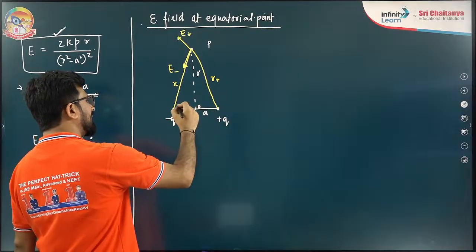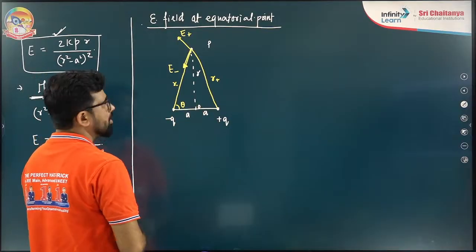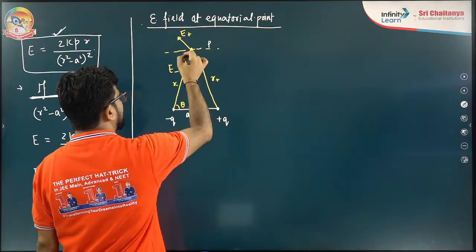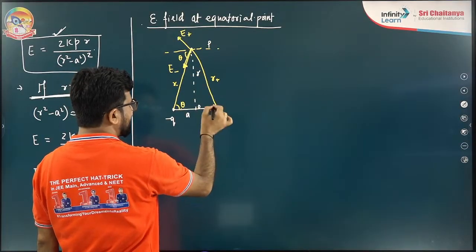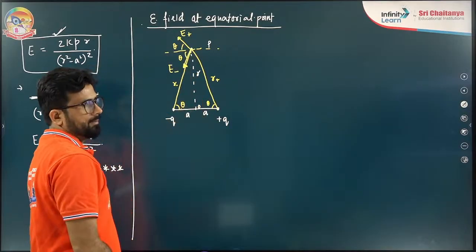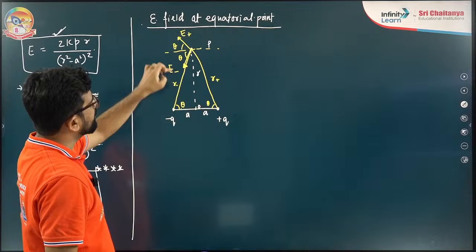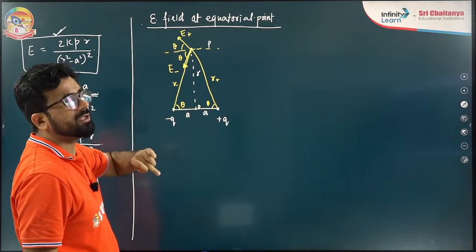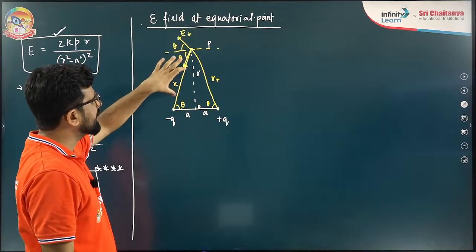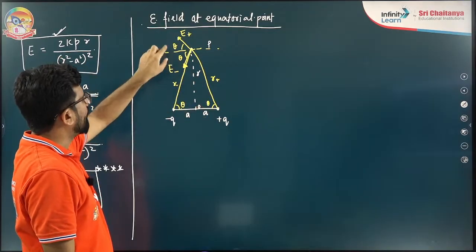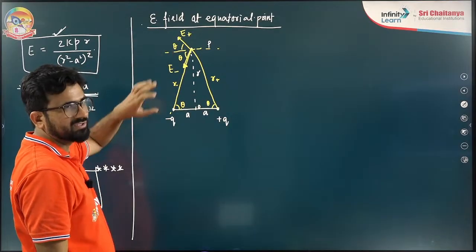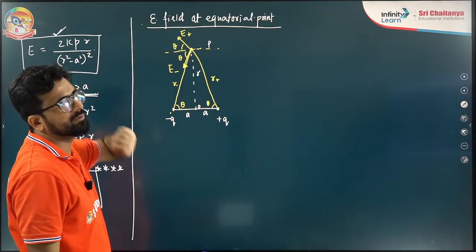If I take this angle as theta, there are two components. This angle is theta, that means this is also theta. Numerically E positive and E negative should be equal. Why equal? Because the separation is the same. Second, what else is the same here, beta? The charge is also the same. Charge is the same and separation is the same, so the magnitude is also the same.